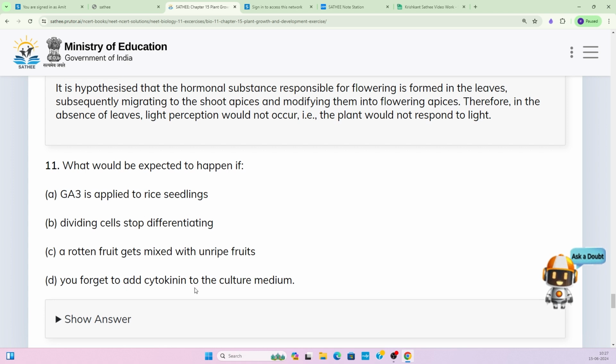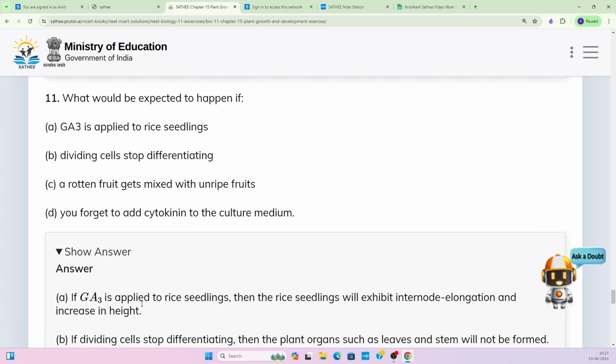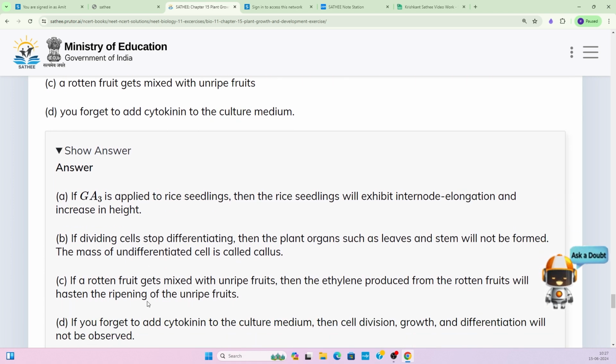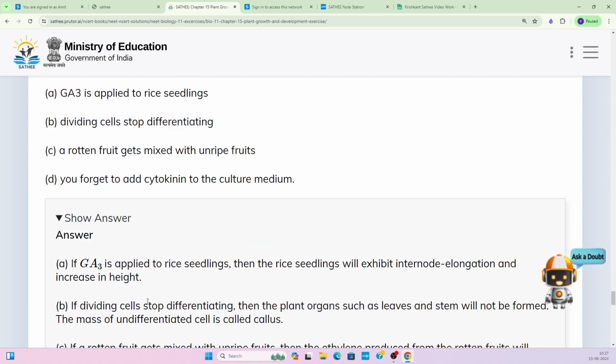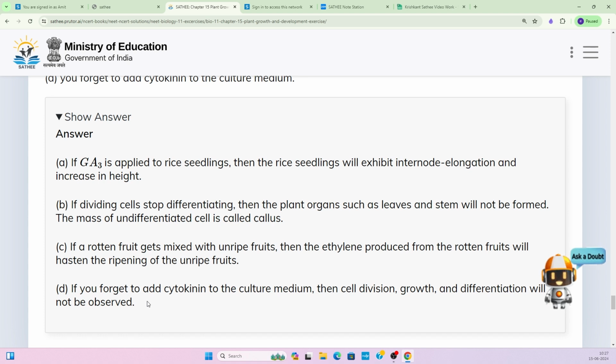So here comes the last question. What would be expected to happen if GA3 is applied to rice seedlings? If GA3 is applied to rice seedlings, then the rice seedlings will exhibit internode elongation and an increase in height. And the next question: a dividing cell stops differentiating. What will happen? Then plant organs such as leaves and stem will not be formed, and a mass of undifferentiated cells, called a callus, will be formed.